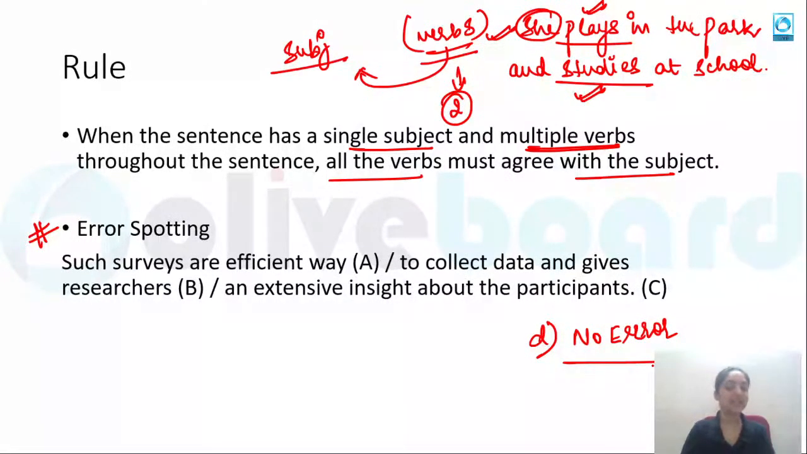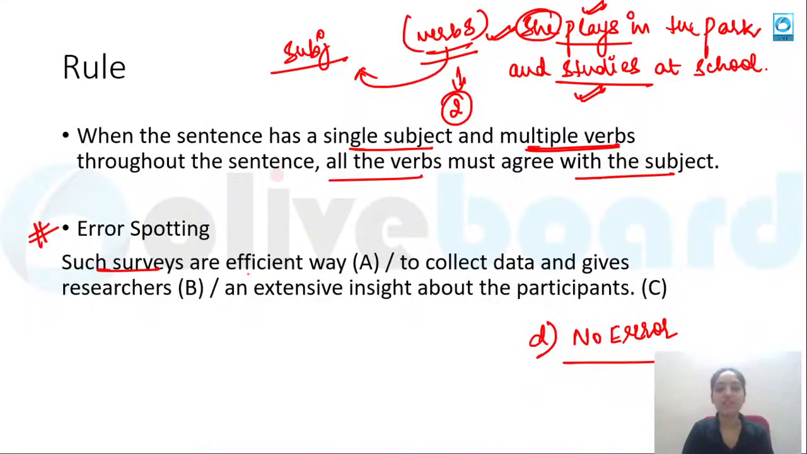So the rule here is telling you that if there is one single subject in the sentence, but there are multiple verbs, that is, there is more than one verb in the sentence, all those verbs will agree with the subject. Now let's discuss the sentence.